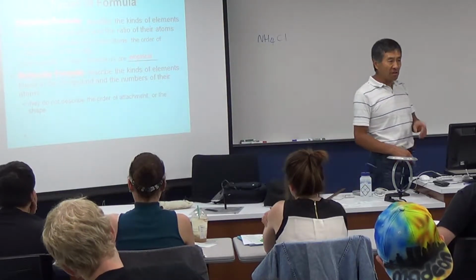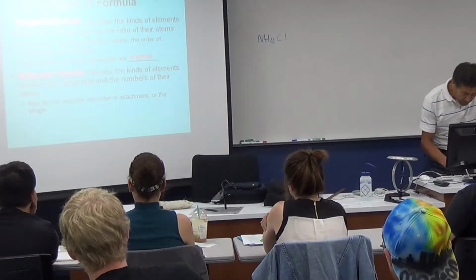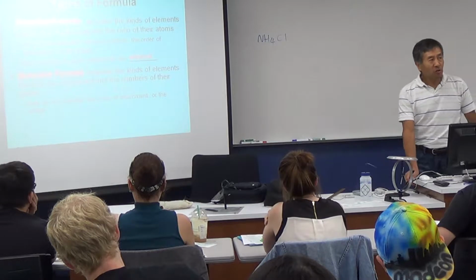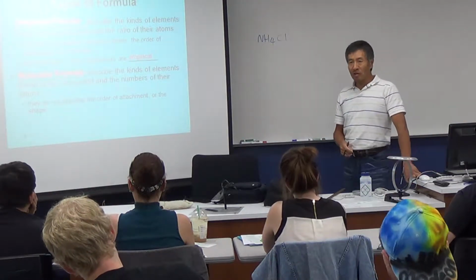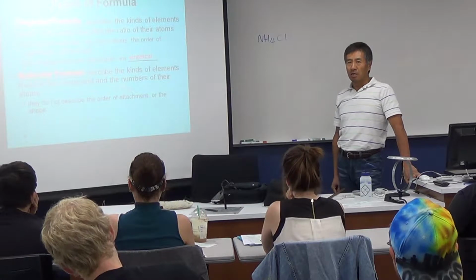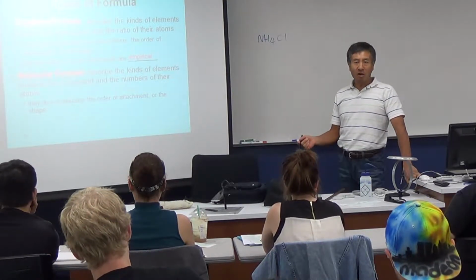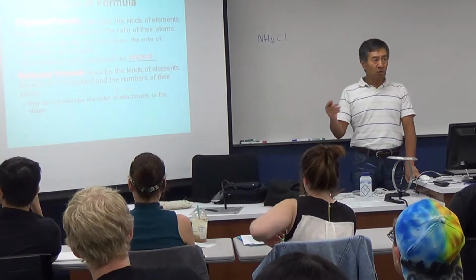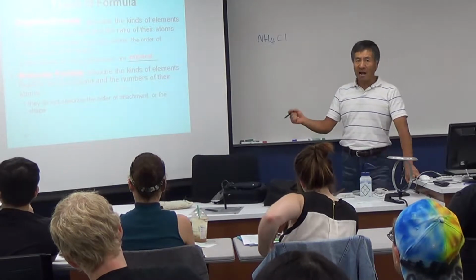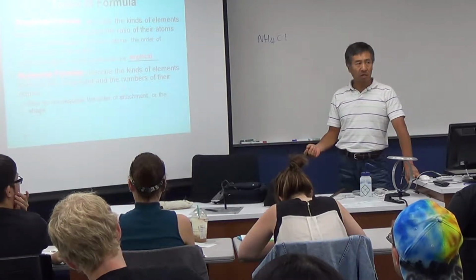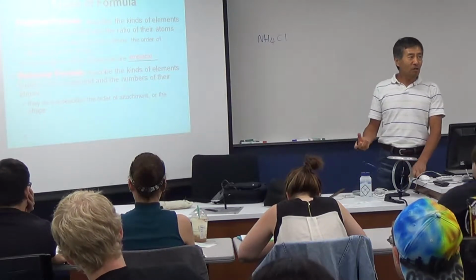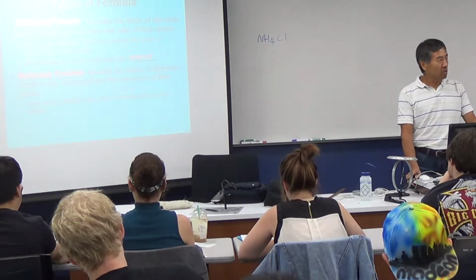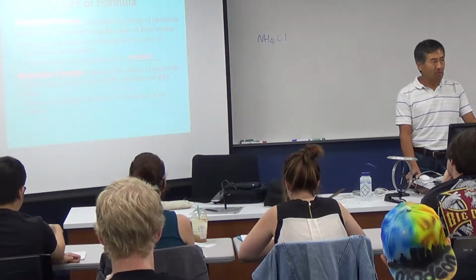If I tell you this is the molecular formula CH4 for the cooking gas methane, then you will know for sure that in each methane molecule you have one carbon and 4 H. Even though for this particular compound the empirical formula will also be CH4, this ratio 1 to 4 is the simplest ratio. But if I don't tell you this is the molecular formula, then you cannot tell me for sure how many atoms are there.